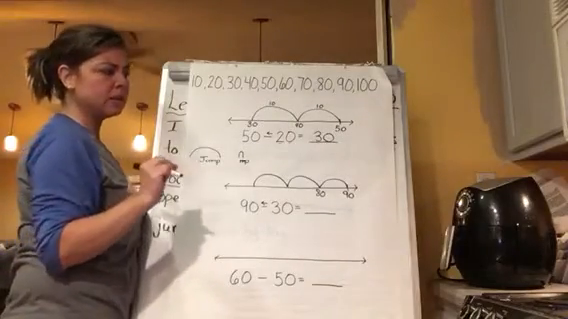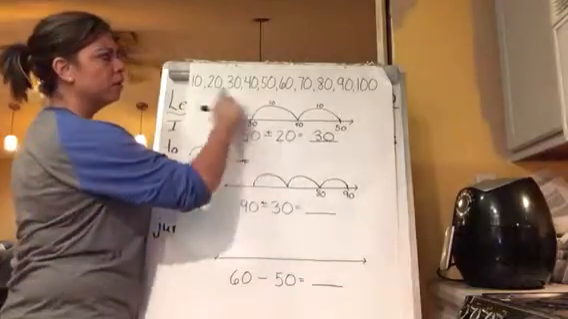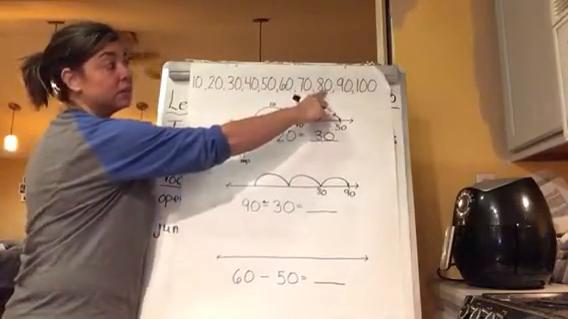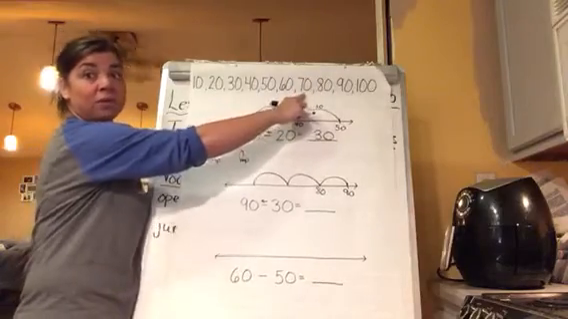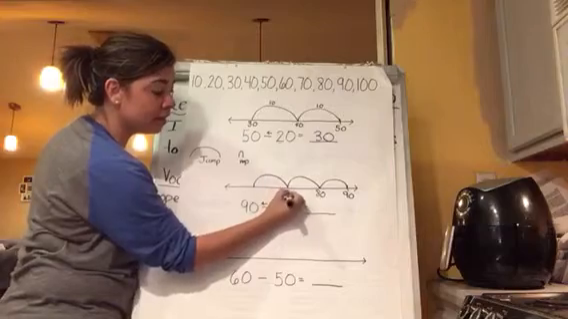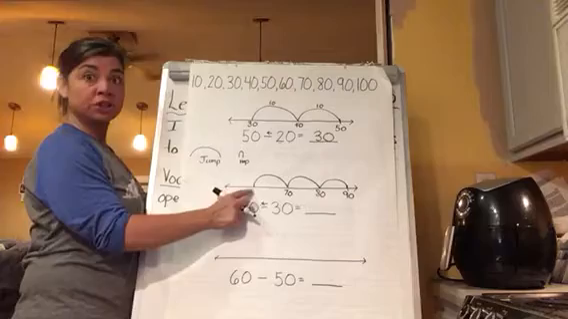What family comes before our 80s? Let's look up here. 10, 20, 30, 40, 50, 60, 70, 80. There's 80. So let's count back one family. What is that? That's your 70s. So we're going to put 70. Now, are we finished? Nope. We've got one more jump to do.